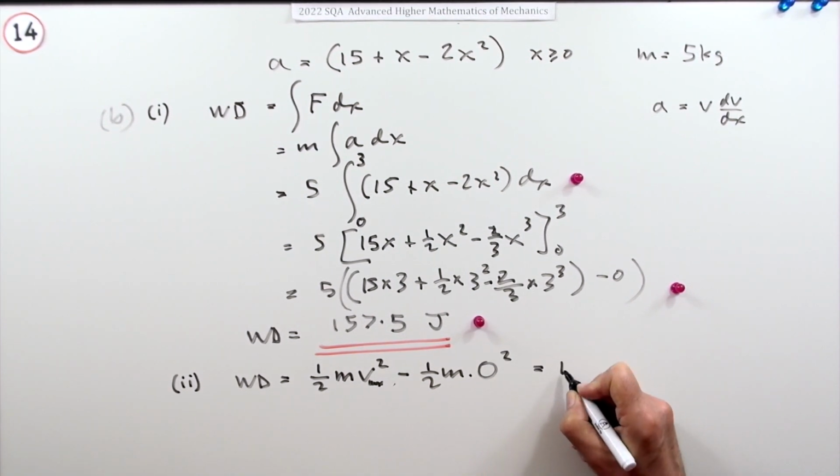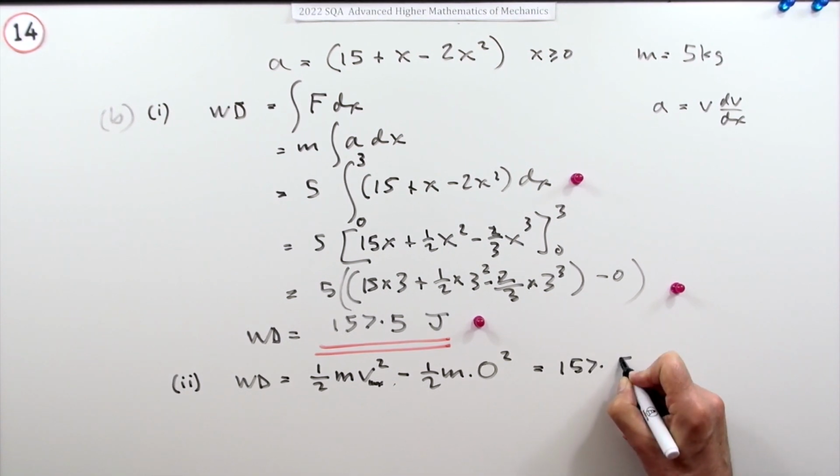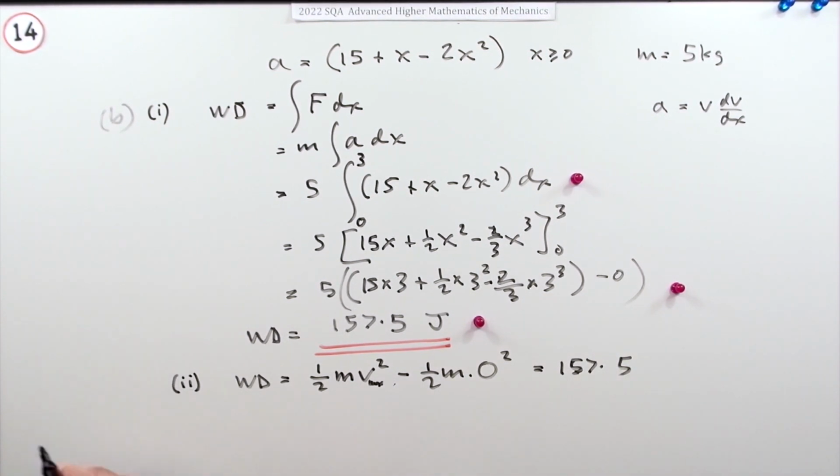So that's what's equal to 157.5. So that's that work energy principle. And the work that you put in increases the energy of the system. So it's increased its kinetic energy because it just stayed level. Now it's just a case of solving that.